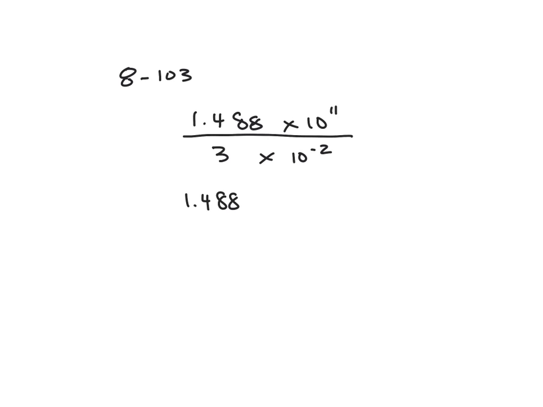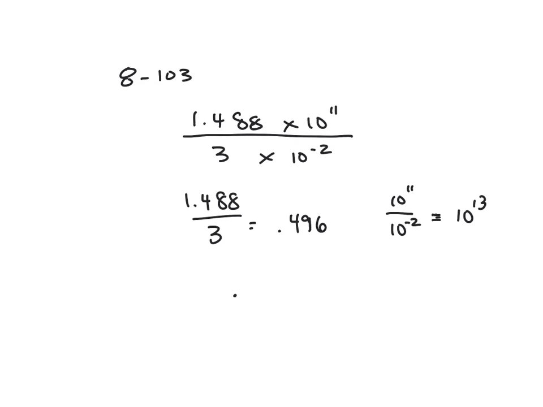So if I take the 1.488 times 10 to the 11th and I divide it by 3 times 10 to the negative 2, I know that 1.488 divided by 3 is equal to 0.496. I also know that 10 to the 11th over 10 to the negative 2 is the same as 10 to the 13th. I knew that from an earlier lesson.